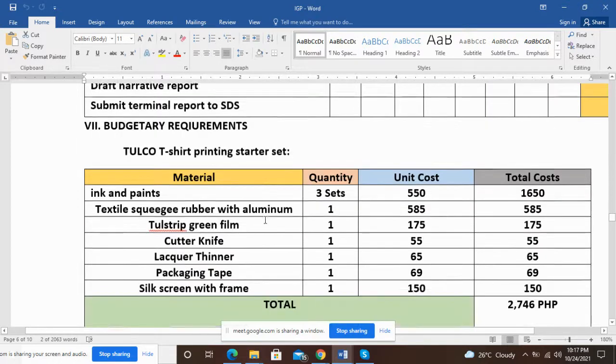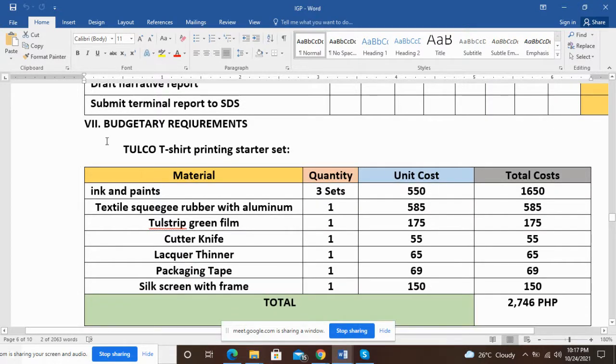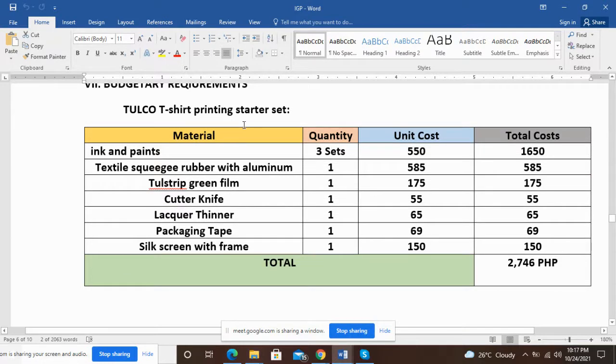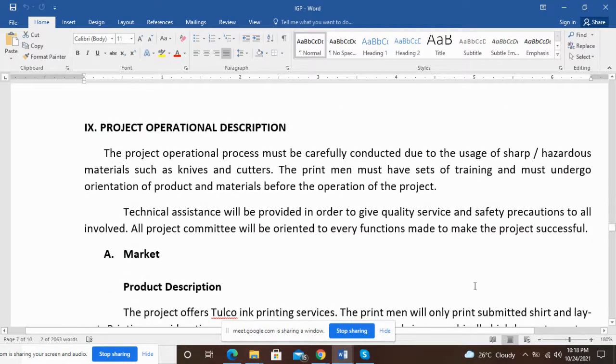Now we have here budgetary requirements. So we have here materials. Again, I have the budget only for 3,000. So that's why here it's 2,746 the total. And so I could buy, we say, a starter set for the printing. Okay, so now let's have project operational description.